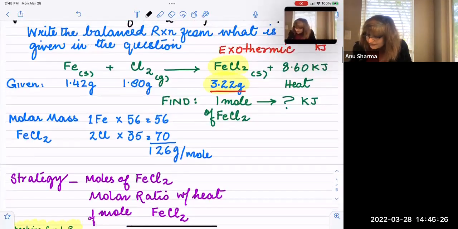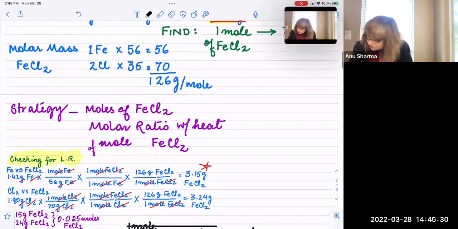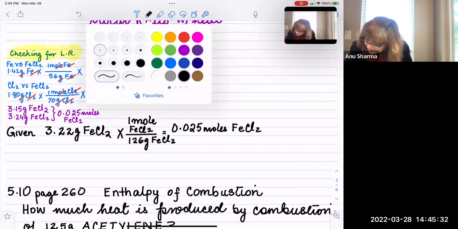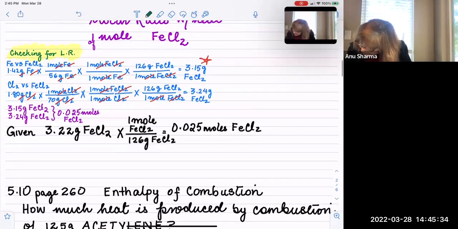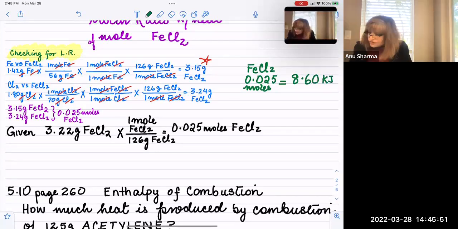Okay, so 0.025 moles of FeCl2 is producing 8.60 kilojoules. So here we have this equality: 0.025 moles of FeCl2 is equal to 8.60 kilojoules of heat. So this is your equality, and you're going to make the conversion factors from here.